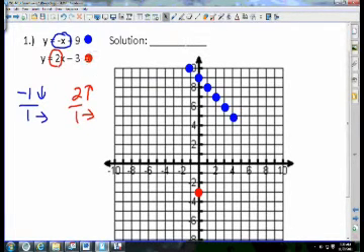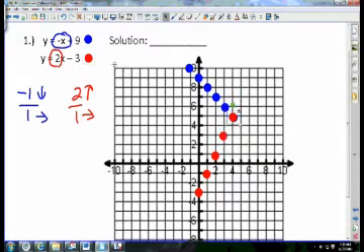So I'm going to go back up here and start at the dot. I'm going to go up 2 to the right 1 and put a dot. Up 2 to the right 1 and put a dot. Up 2 to the right 1 and put a dot. I do it again. Up 2 to the right 1.